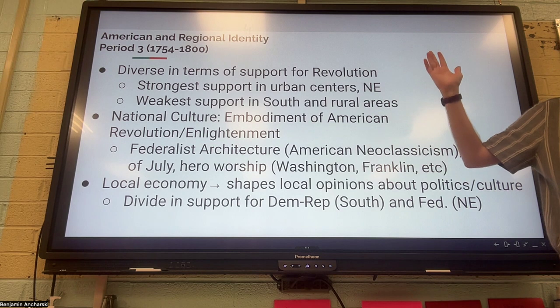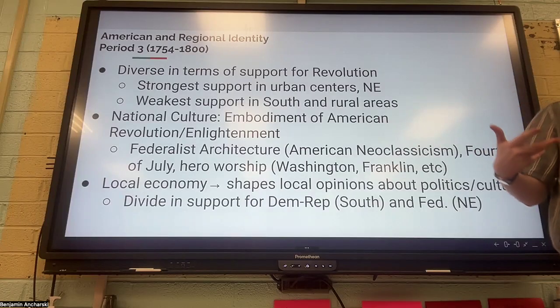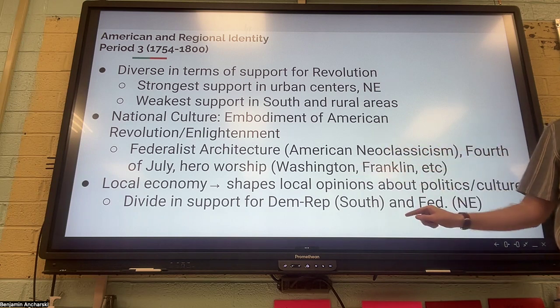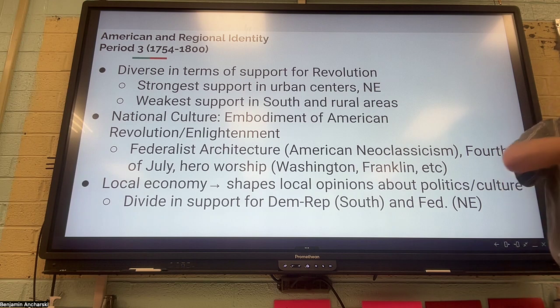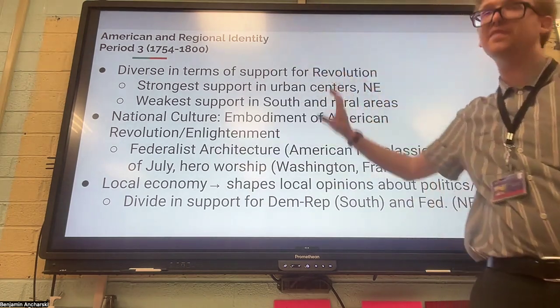But we also worship guys like George Washington. George Washington didn't tell a lie. Benjamin Franklin was super hot. All of these things contribute to American hero worship. But then you get back to that divide between regions in the United States. One of the biggest issues going forth in this class is divisions between the North and the South.